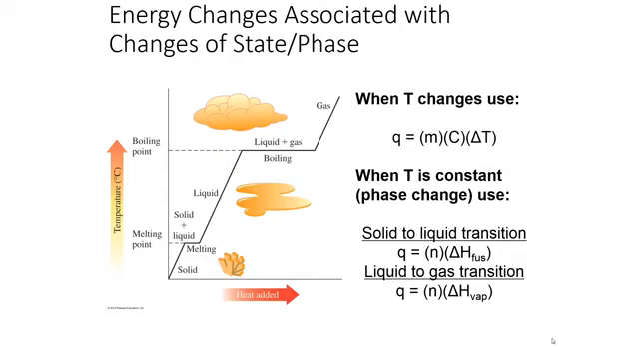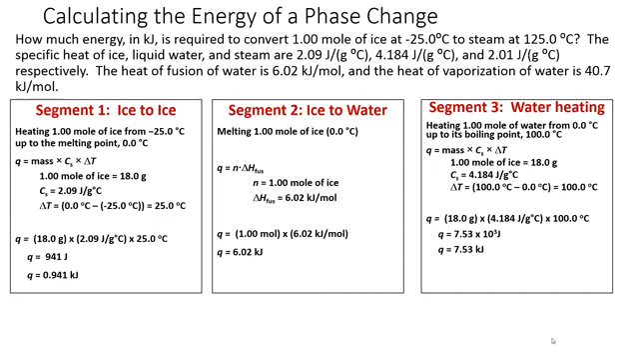Let's illustrate this with this heating curve with an example, and calculate the amount of energy required to go through several phase changes of one substance. So let's look specifically at how much energy in kilojoules is required to convert 1.00 moles of ice at minus 25 Celsius to steam, or vapor, or gas, at 125 degrees Celsius. The specific heat of ice, liquid water, and steam are 2.09 joules per gram degree Celsius, 4.184 joules per gram degree Celsius, and 2.01 joules per gram degree Celsius, respectively. The heat of fusion of water is 6.02 kilojoules per mole, and the heat of vaporization of water is 40.7 kilojoules per mole. We're going to carry out this calculation in 5 segments.